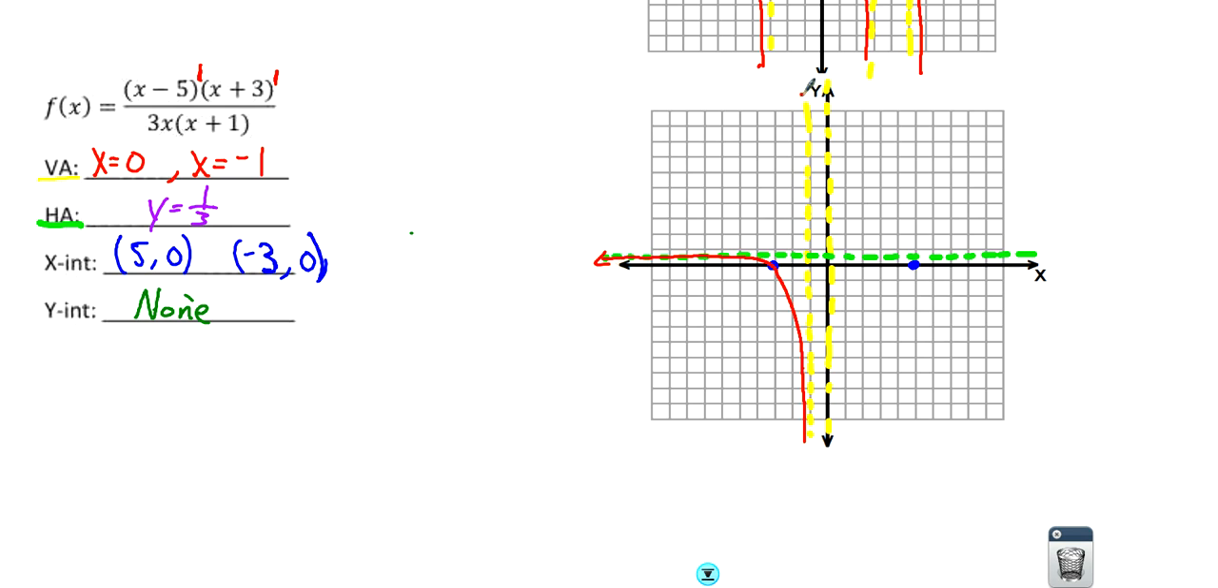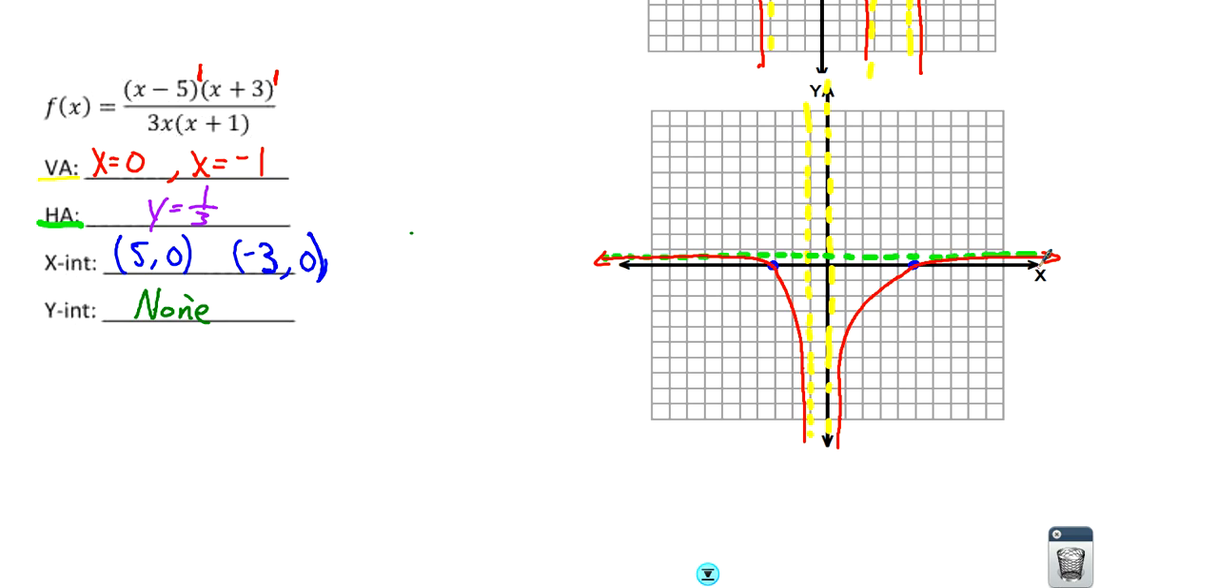If it had done this, if it had come down like this and crossed, it would have had to come back and cross the x-axis again, which it cannot do because it's going to come up and try to follow this horizontal asymptote. So it cannot do that. Same thing on this other side. If it comes down here and crosses, it's going to have to cross back. So it starts down here, crosses my x-axis, and then follows my horizontal asymptote.